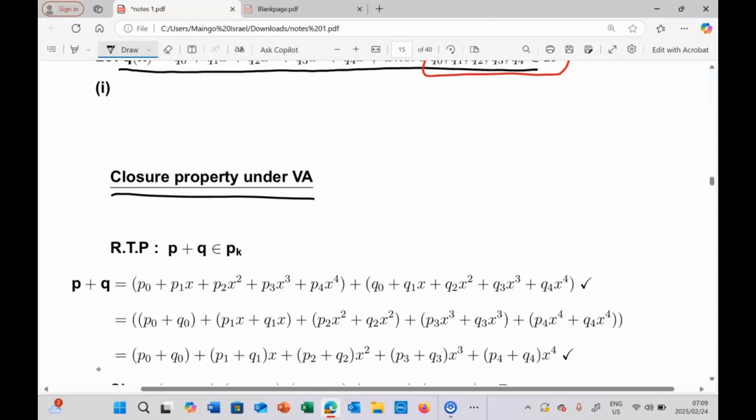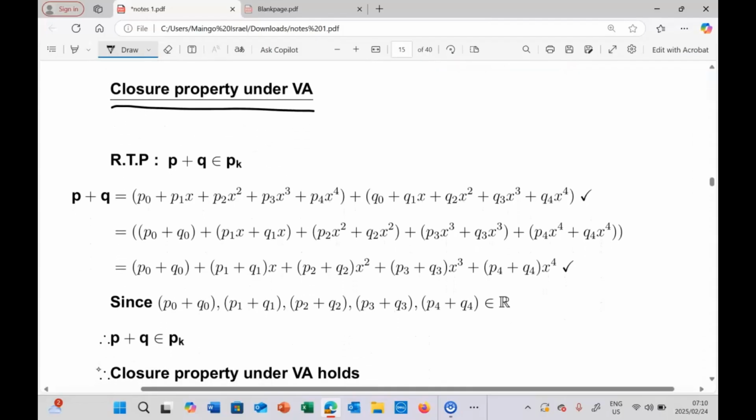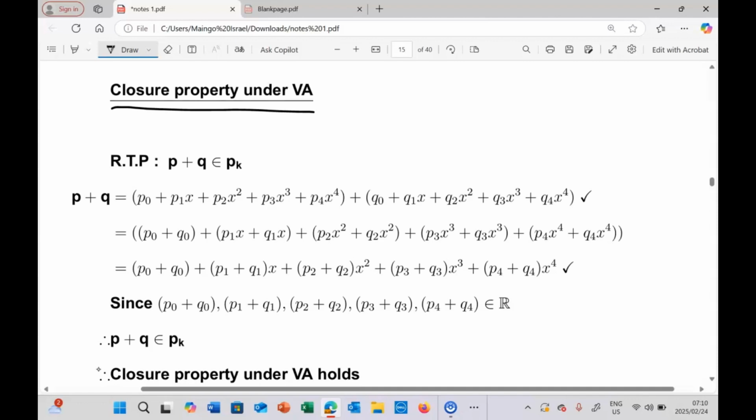The question didn't specify which one, so we must verify both of them. So now we need to prove the closure property under vector addition first. What are we required to prove here? We are required to prove that P plus Q belongs to PK, or specifically P4.